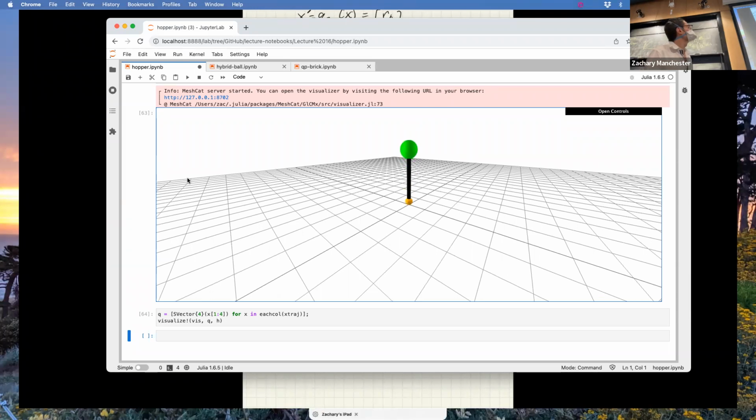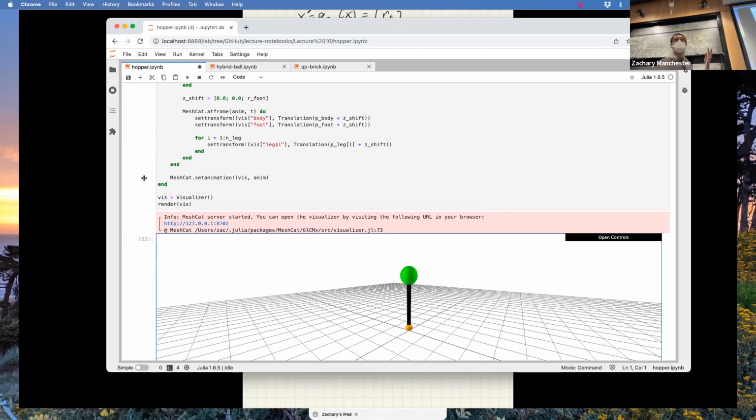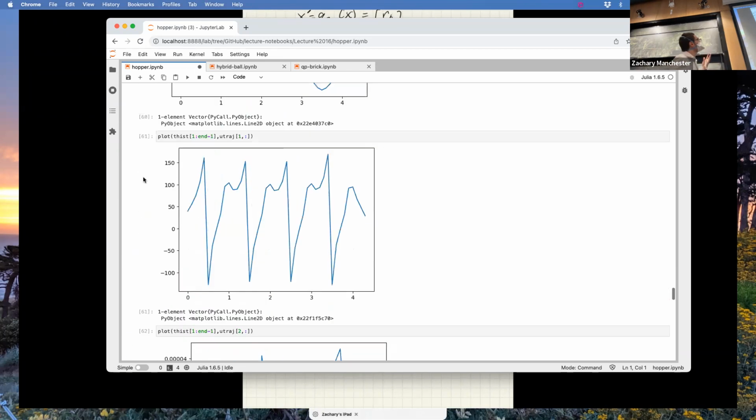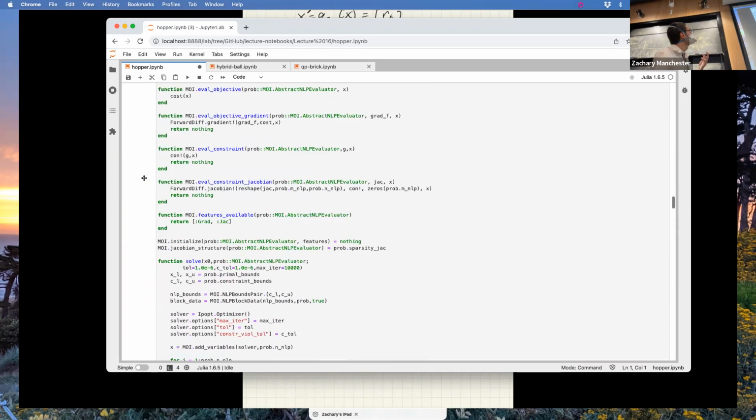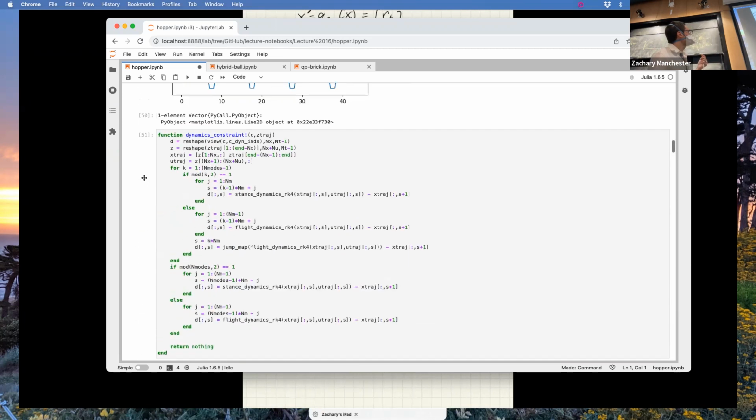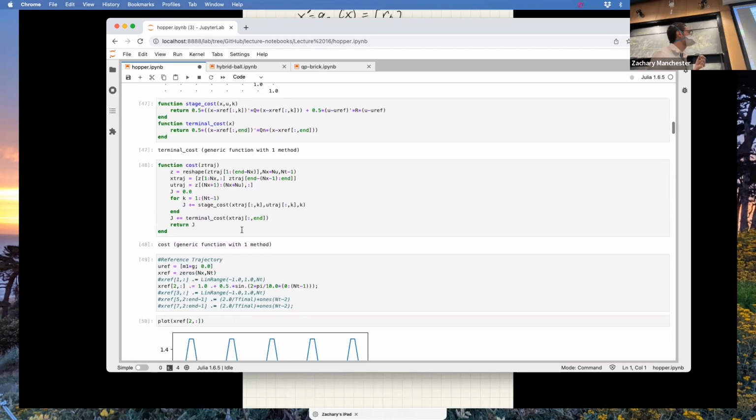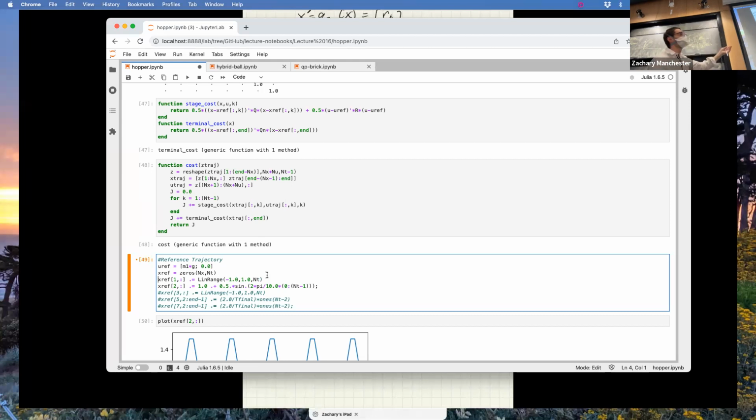That's kind of cute. So now we can make it hop up and down. Let's now make it actually move and hop somewhere. To do that, I'm going to go back to this reference trajectory. Instead of just hopping straight up and down, so this is the Z coordinate, a sinusoid, I'm going to now add a linear reference to the X coordinate, just linear interpolation from like -1 to 1.